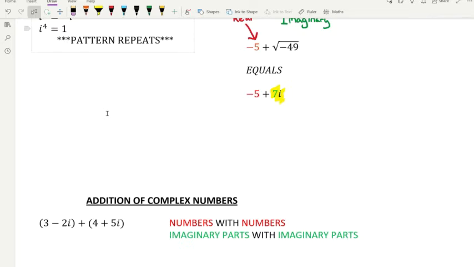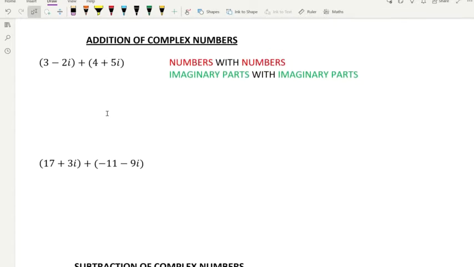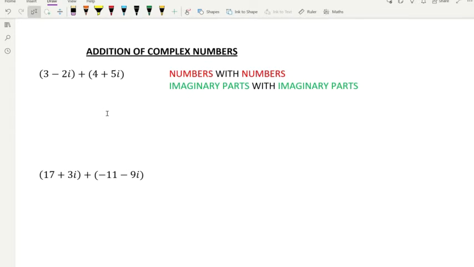A complex number is filled with a real number and an imaginary part. So, going through the operations, we're going to look at addition, subtraction, and multiplication. You can check out the video that follows for division, and that will be a little bit trickier. I've written a little rule right here that we're going to have to remember for addition and subtraction as well, and that is that numbers go with numbers, and imaginary parts, meaning 2i, go with imaginary parts, like 5i. So, I'm going to do this in red.